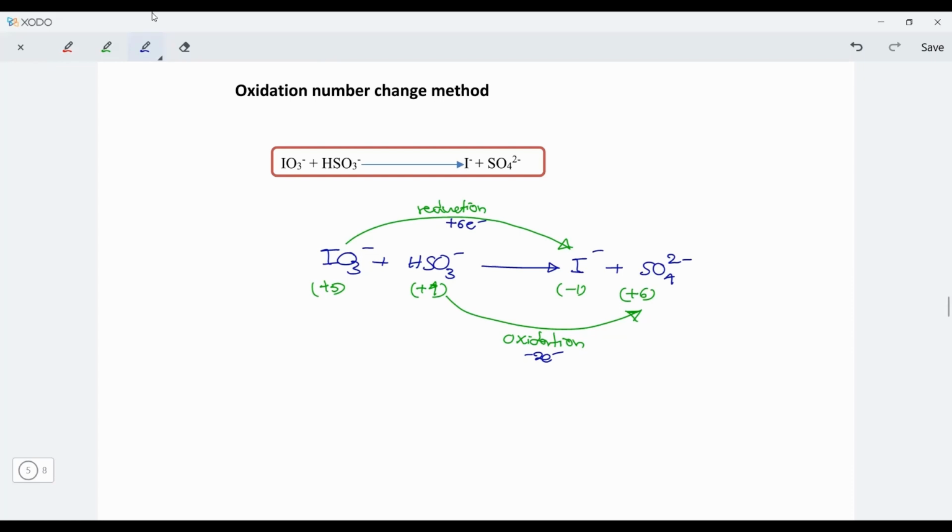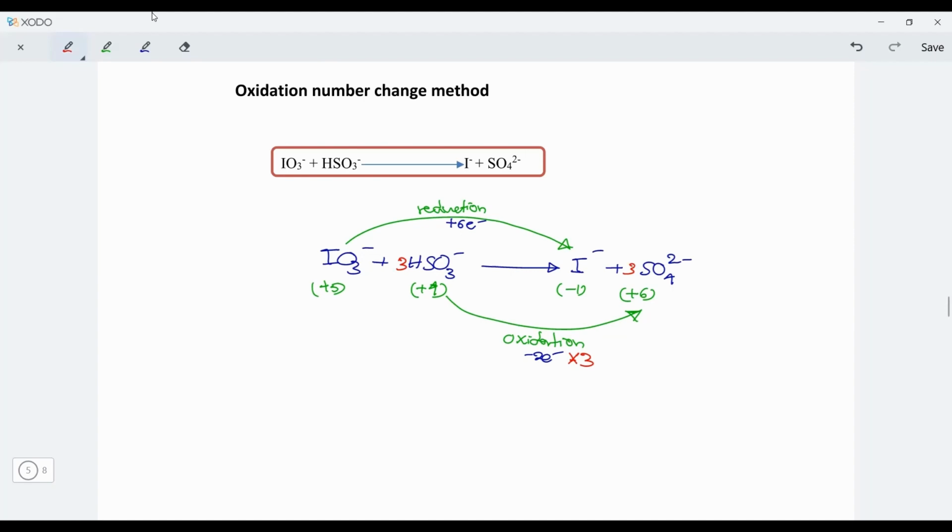oxidation. That means here IO3 minus needs 6 electrons, right? But HSO3 minus is losing only 2 electrons. So you need to take it 3 times, 3 times the electrons. Then it is enough for IO3 minus to reduce. If you multiply this oxidation by 3, you need to do the same for their entities also. Like this.